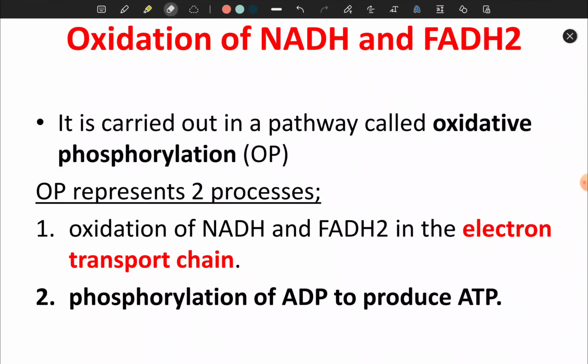So oxidation of NADH and FADH2 in the electron transport chain. And then there will be phosphorylation of ADP to produce ATP. How, we will discuss it.